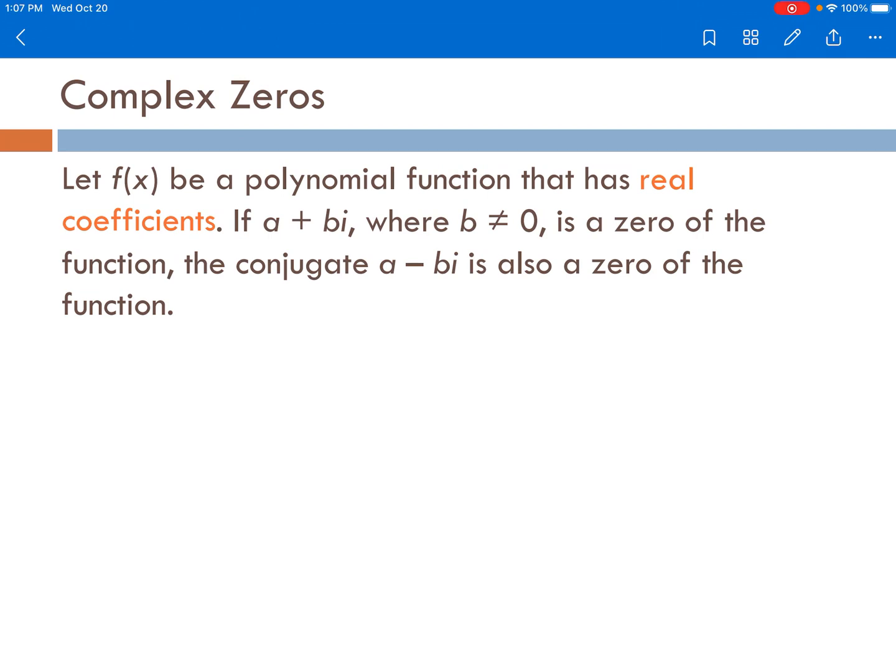Okay, today we're going to continue with our lesson on finding zeros, and today we're going to extend that to complex zeros and using the prime factorization model, like we did last lesson. So if we have a polynomial that has real coefficients, then a plus bi could be a zero of the function, and a minus bi also a zero of the function.